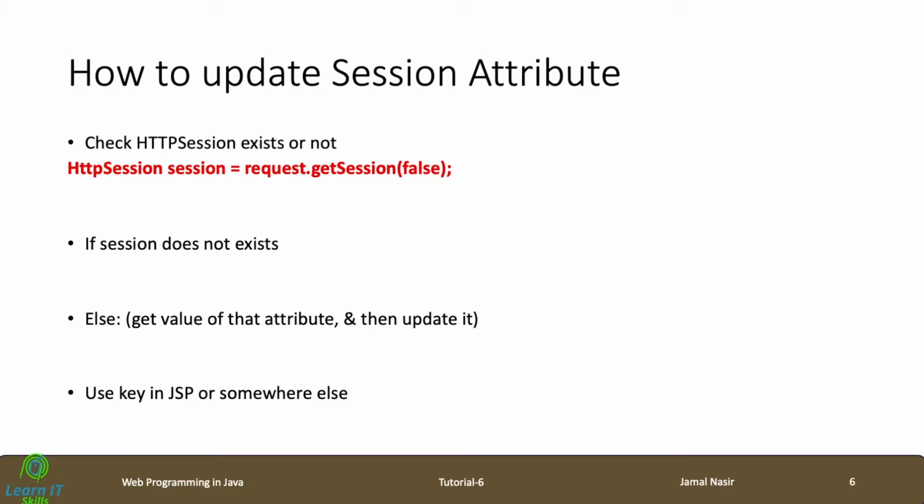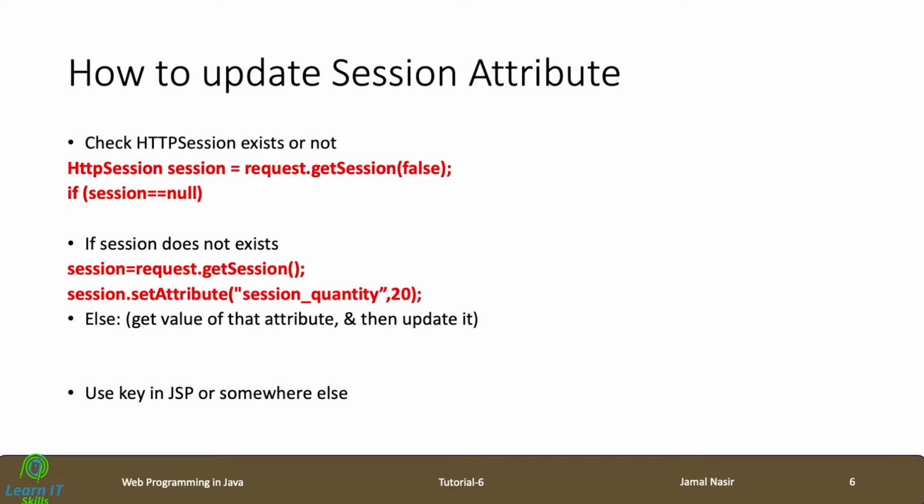So you can check simply with null value if session is equals to null. If it's true, what does it mean? That session does not exist. So it means that you have to create a new session. So request dot session, and then you can simply add new attribute session quantity with its value, right?